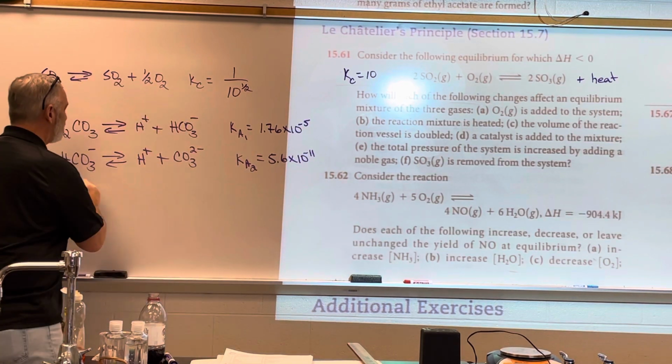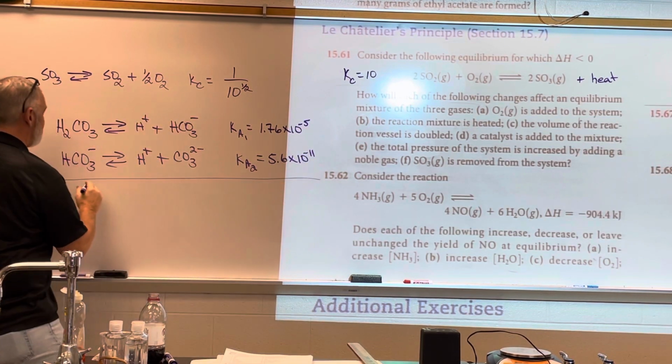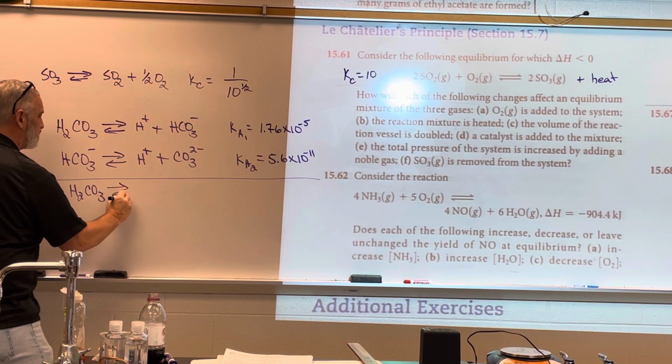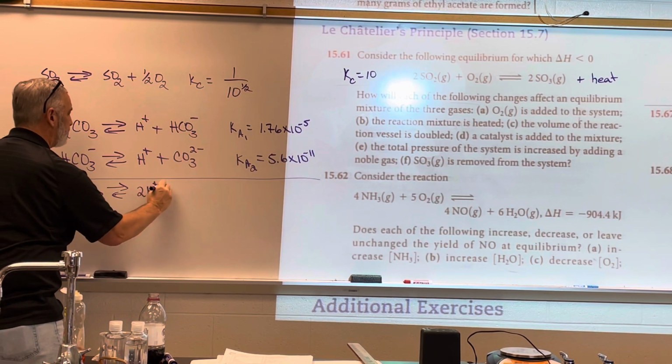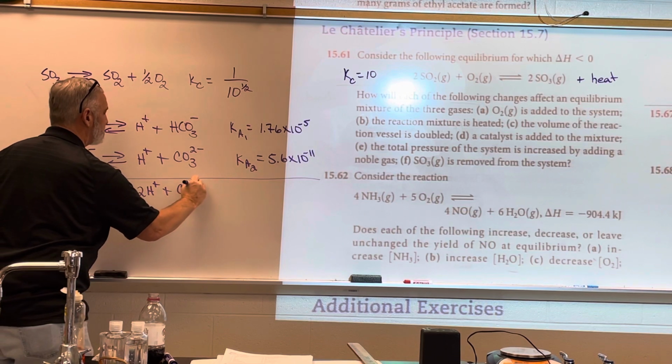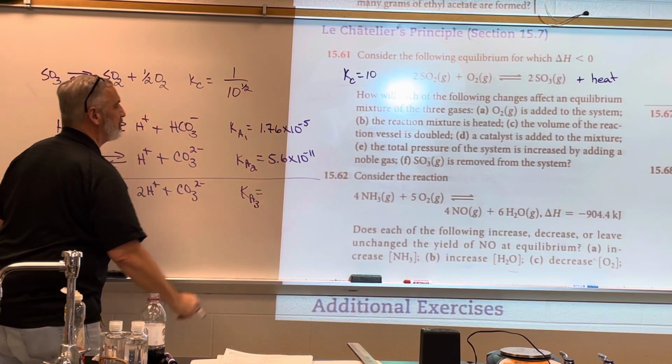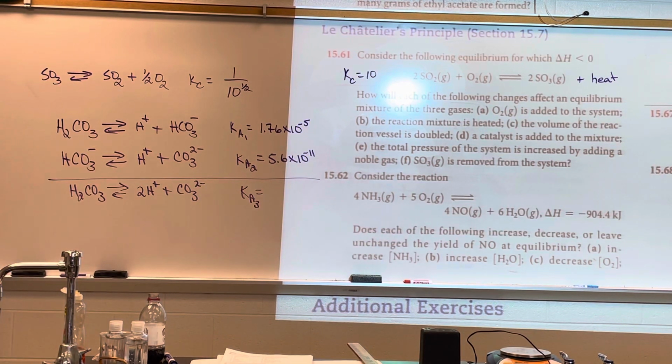Okay? So if I have then H2CO3 going to 2H plus and CO3 2 minus, Ka3 is going to equal... It's like a system of equations. Very much so. You multiply. Do I add, subtract, multiply, divide? Square, square root.